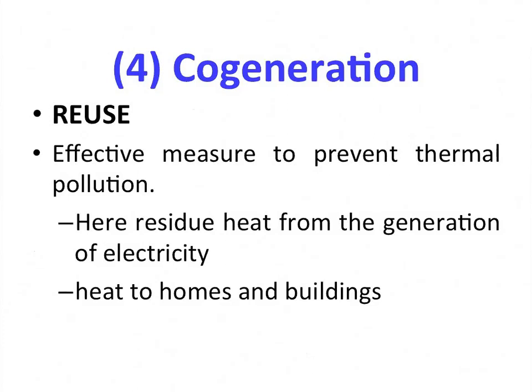So the last method to control thermal pollution is called cogeneration. Cogeneration, or combined heat and power, is the use of a heat engine or power station to generate electricity and produce useful heat at the same time. The basic purpose of using this method is to reuse all the wasted heat in order to generate electricity, which is provided to various homes and buildings.